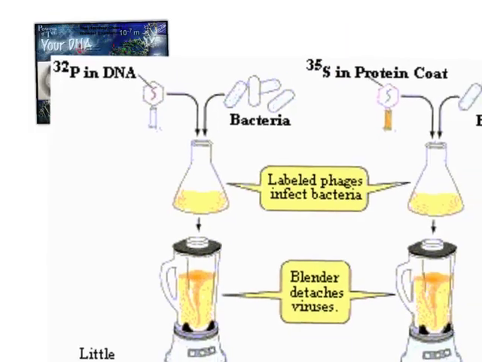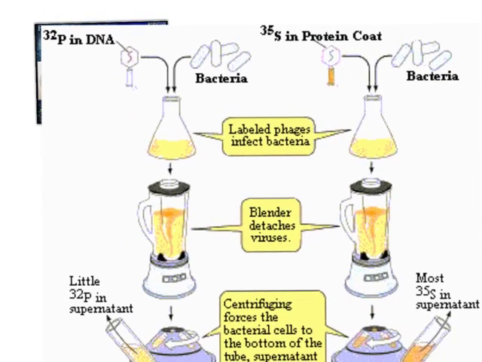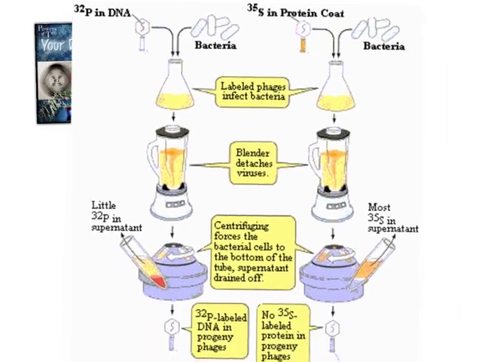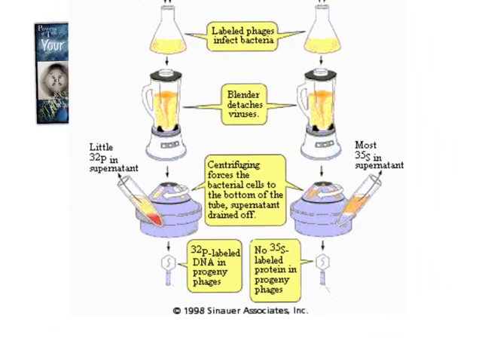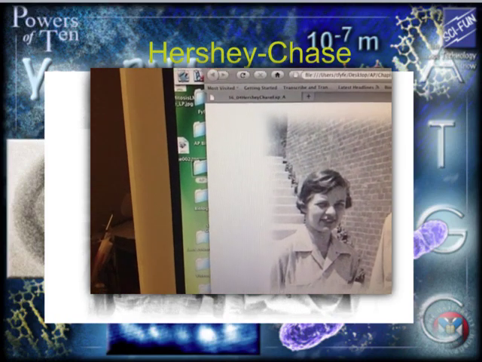And then what they did was just followed it. Now they're labeled. Okay? They put them in a blender, they centrifuged, and what they found out was that the long story of this is the radioactive phosphorus was passed on to the progeny or the offspring from generation to generation to generation, whereas this was not. The sulfur was not passed on. It stayed with the original and died with it, confirming DNA is the genetic code because it's what's being passed on from generation to generation.